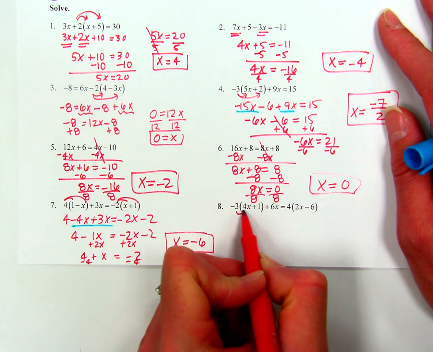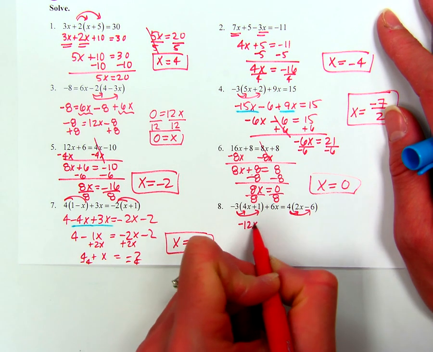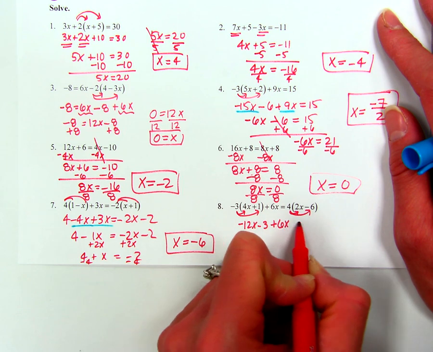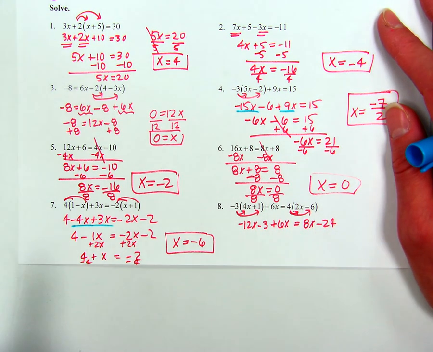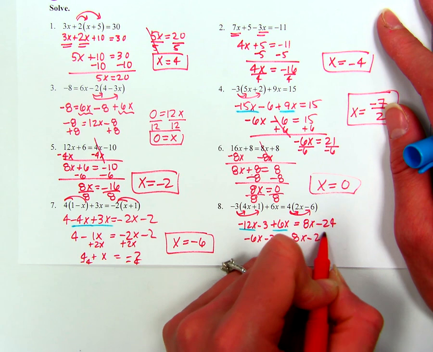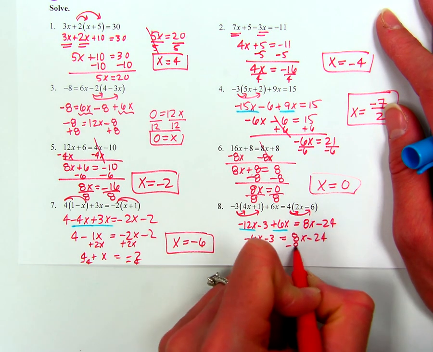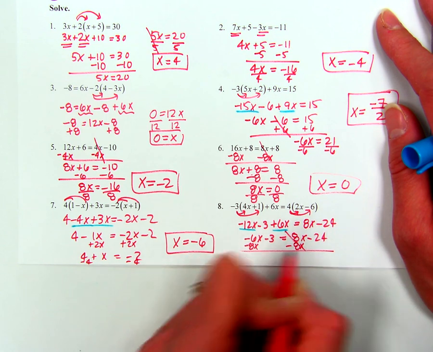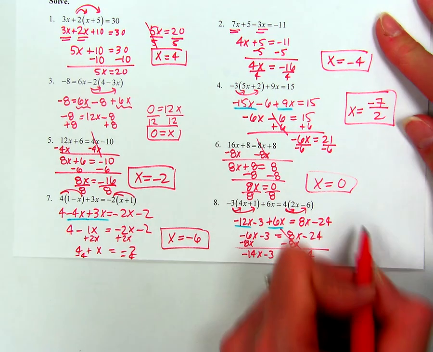All right, one more problem. So I see distributive property. I've got negative 12x minus 3 plus 6x equals 8x minus 24. Look at your like terms. You have negative 12 and 6. That's negative 6x minus 3 equals 8x minus 24. I'm going to subtract 8x to move my x's to the left. So I've got negative 14x minus 3 equals negative 24.